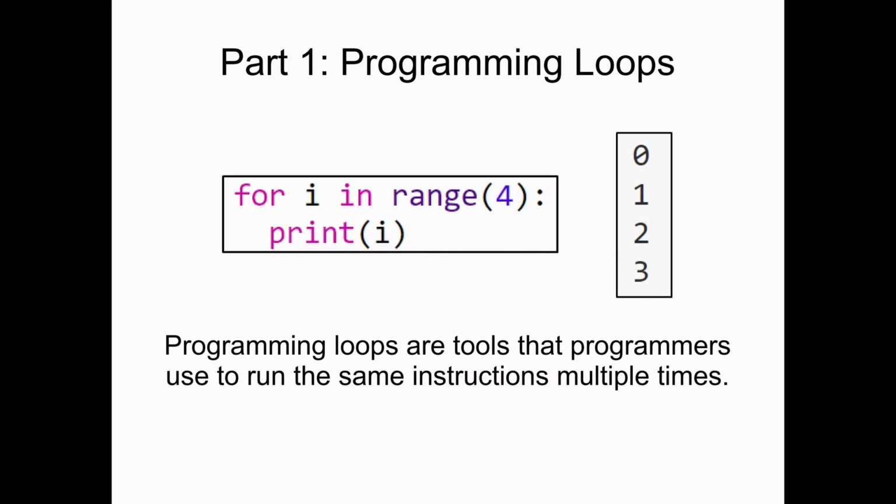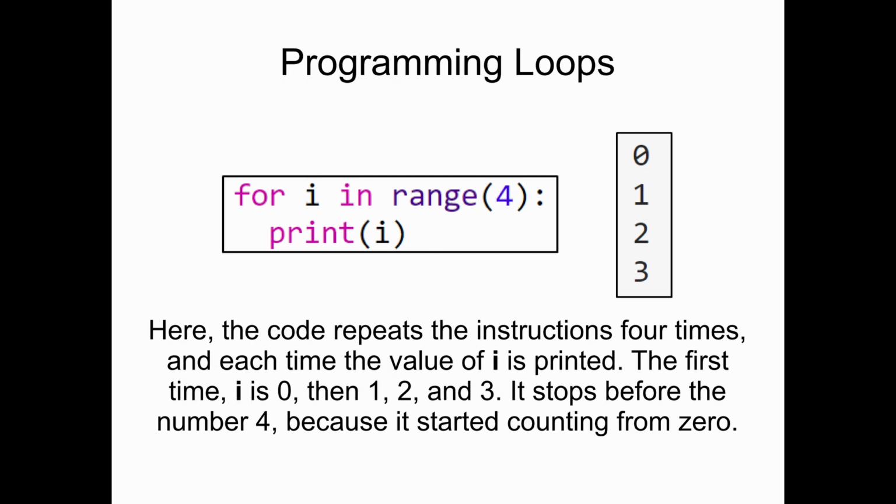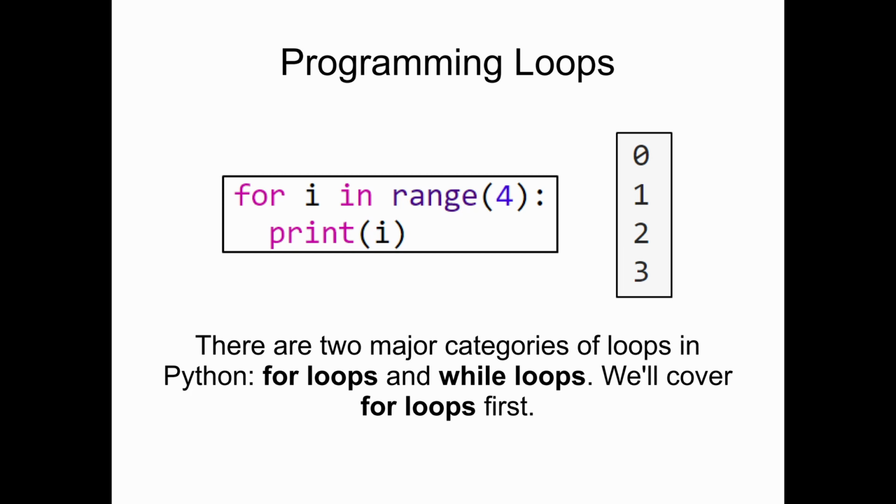Programming loops are tools that programmers use to run the same instructions multiple times. Here, the code repeats the instructions 4 times, and each time the value of i is printed. The first time, i is 0, then 1, 2, and 3. It stops before the number 4 because it started counting from 0. There are 2 major categories of loops in Python: for loops and while loops. We'll cover for loops first.